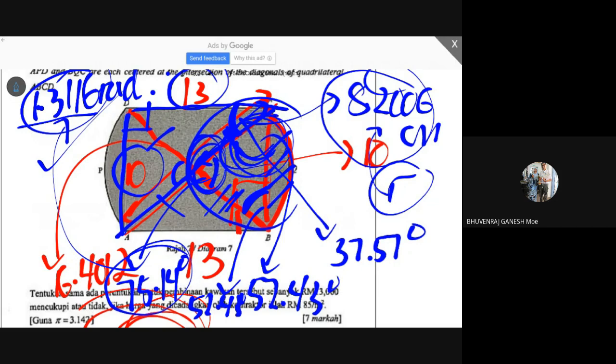Try this one first. The area of the segment first. Just one segment now, guys. No need to times two yet.